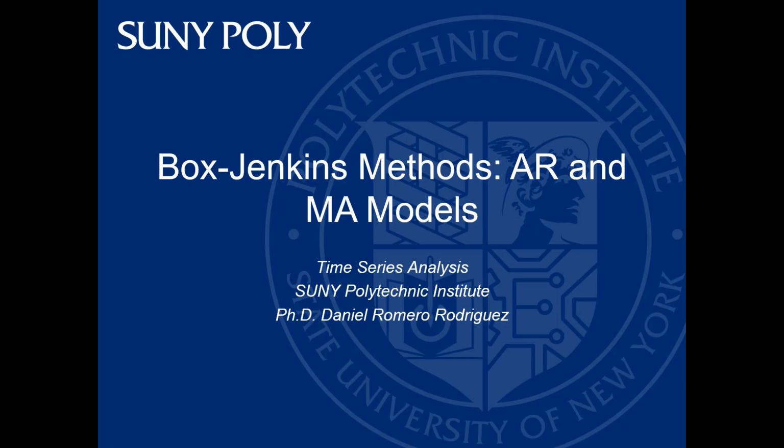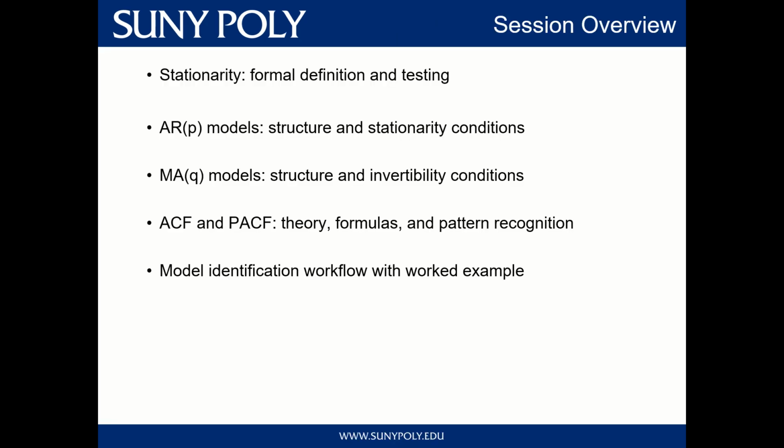In this lecture, we're going to discuss Box-Jenkins methods. This is part one. In part one, we will focus on autoregressive models and moving average. In this session, we're going to cover first how to identify if a time series is stationary. Then we will discuss autoregressive models. Of course, in order to identify these models, we need a brief discussion on the autocorrelation function and the partial autocorrelation function.